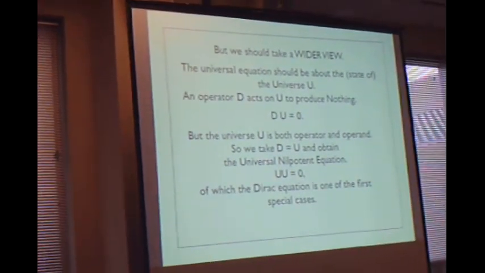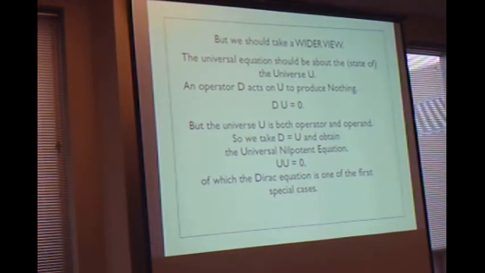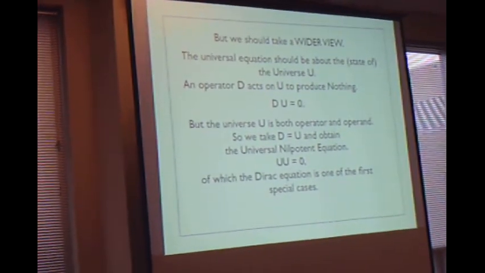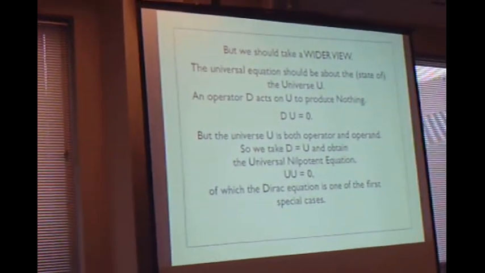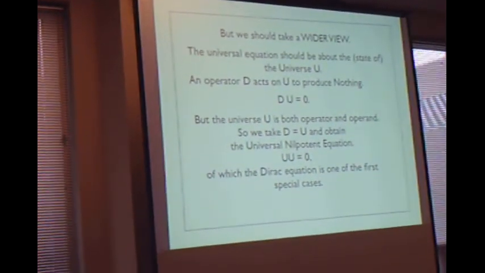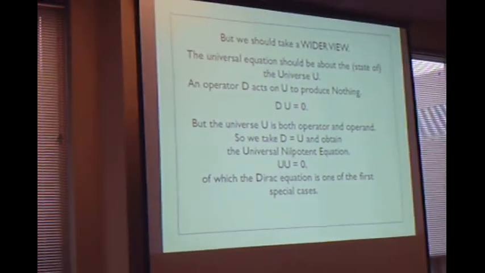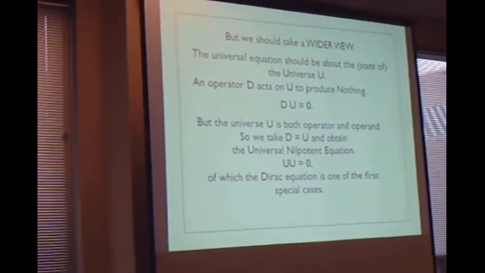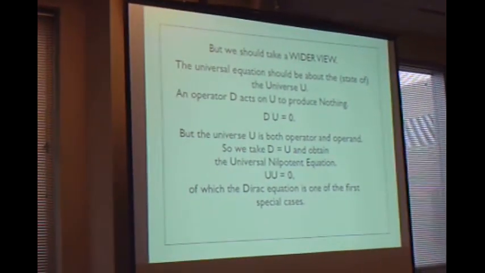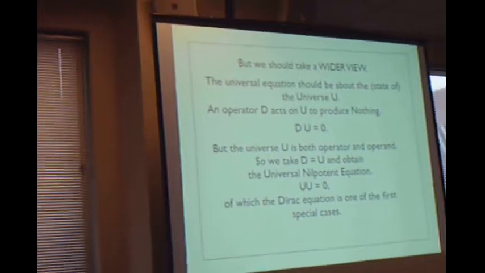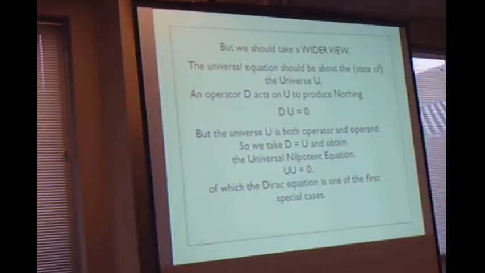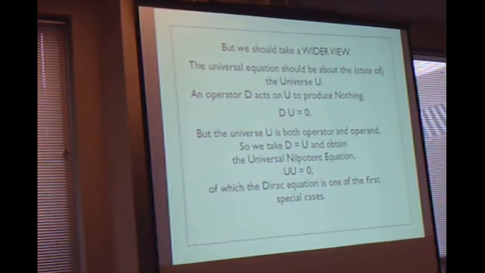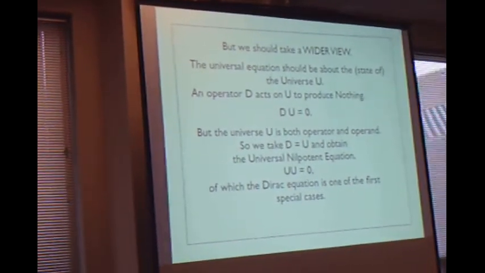And then a wider and more general view, getting back to the beginning about distinction, is certainly this, that the universal equation should be about the state of the universe. And an operator should act on the universe to produce nothing. But the universe is both an operator and something that is operated upon. So we should take the universe to be the operator, and then you get the universal nilpotent equation, U squared is equal to 0, of which the Dirac equation is one of the first special cases.